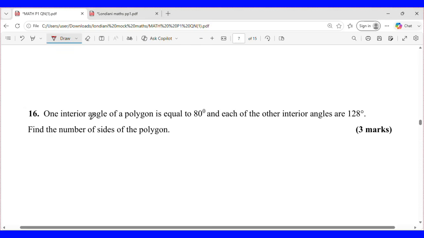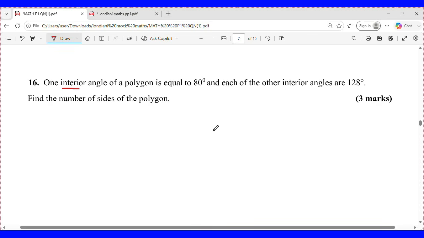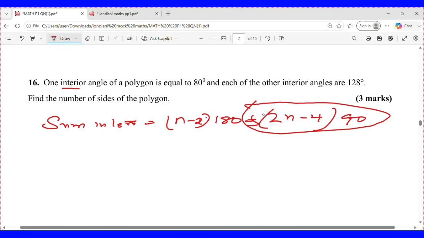One interior angle of a polygon is equal to 80. Remember the question that is saying one interior angle is 80, and each of the other interior angles is 128. Find the number of sides of the polygon. So there are 2 ways you need to know. But for the basics, you need to understand some basic information from Form 1. That is the sum of interior angles is simply n minus 2 times 180. This one also works.